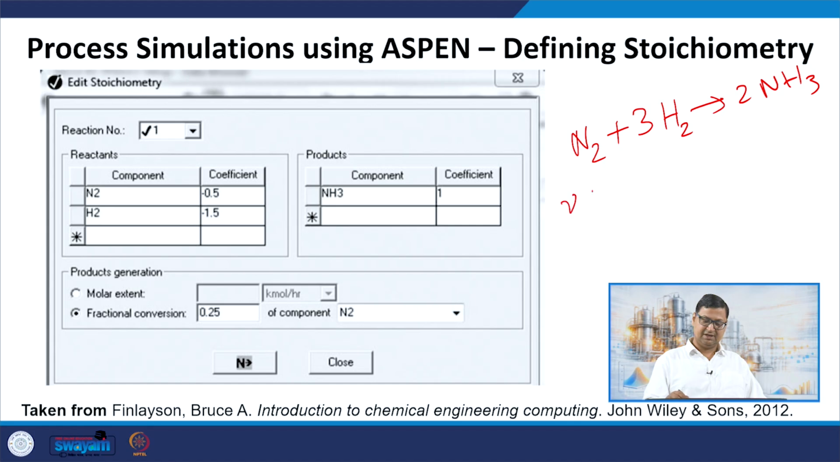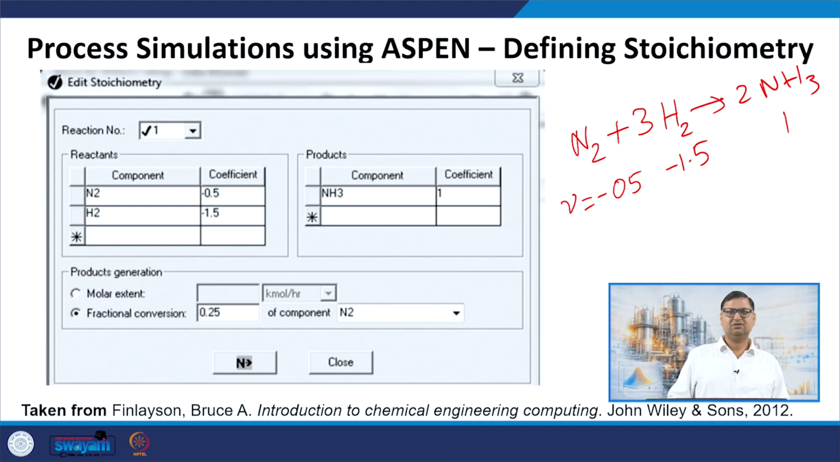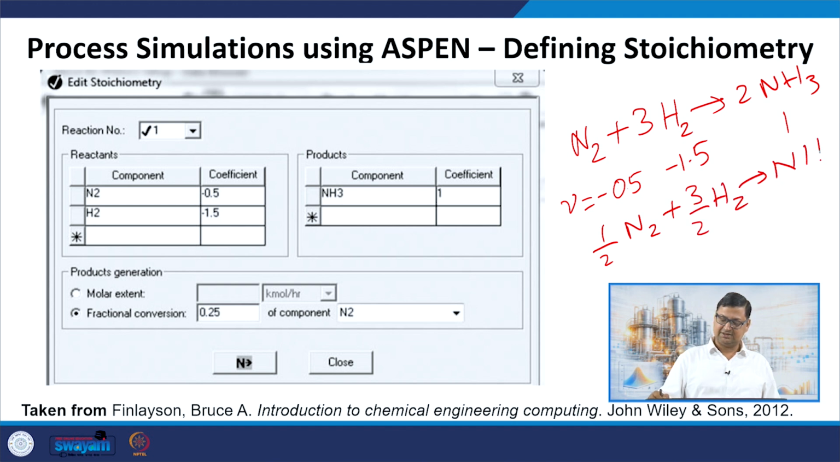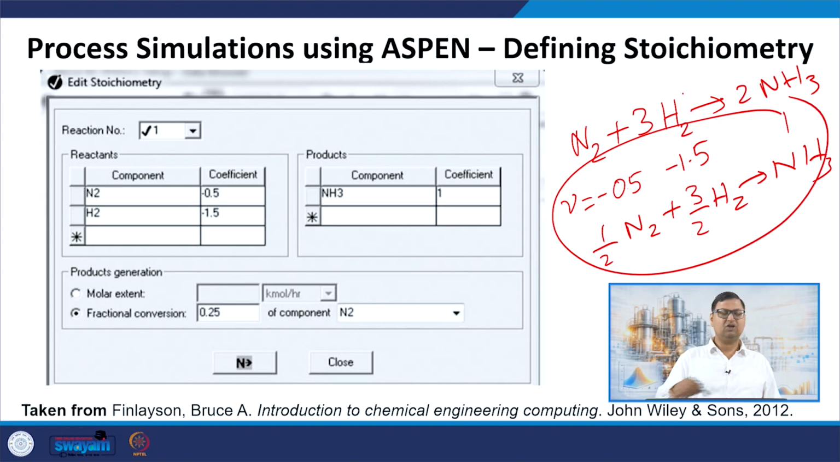So nu here is specified as minus 0.5, then minus 1.5, and this side is 1, and you see it is in the stoichiometric order. So basically they are taking this ammonia as a basis. If I divide this by 2, I will get 1/2 N2 plus 3/2 H2 giving rise to NH3, and then this stoichiometric coefficient will make sense, right?